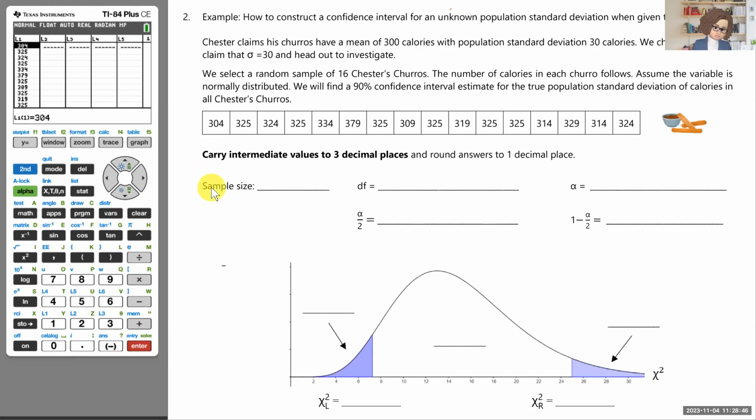So sample size. So we have our lowercase n. Sorry, let me just switch my color. There we go. n, lowercase n, sample size, we took 16 churros. And for our chi-square distribution, we'll need degrees of freedom, which is n minus 1. So in this case, 16 minus 1, or 15.